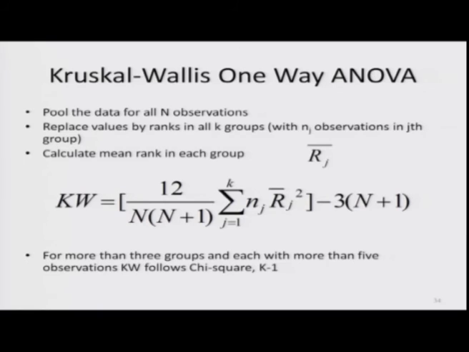If there are 3 groups and 5 observations, then the sample size is 15. If there are 4 groups, then the sample size is a minimum of 20. So, if the sample size is 20 or more, then this KW can be replaced by chi square, and by fixing alpha, the probability of type 1 error, at 0.05 or 0.01, you can find the value of chi square from the table with which this needs to be compared, and the degrees of freedom is k minus 1, number of groups minus 1. So, if you have 4 groups, then degrees of freedom is 3, if you have 5 groups, then degrees of freedom is 4.